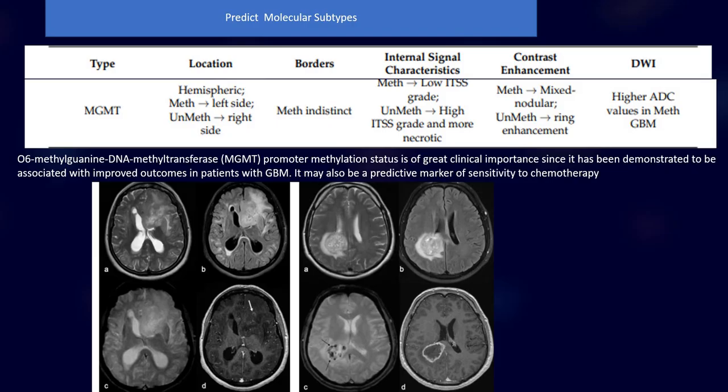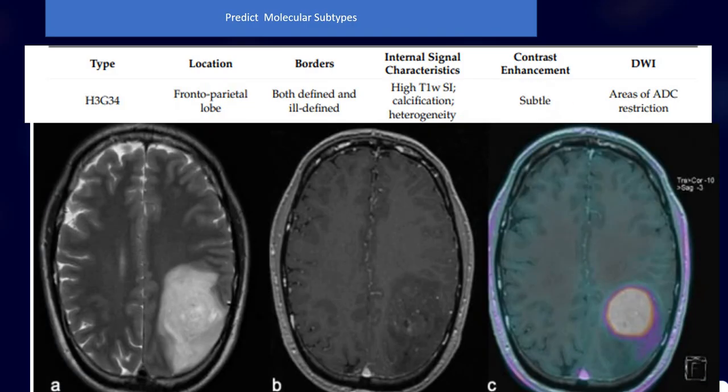MGMT methylation status is of great clinical importance. It has been demonstrated to be associated with improved outcome in patients with glioblastoma multiforme. In the GBM, in methylated, the pattern of enhancement was mixed nodular, but unmethylated showing ring-like enhancement.